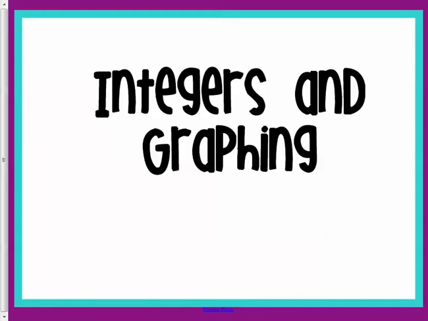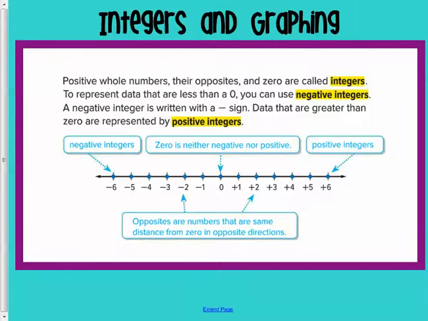Hey guys, today we're talking about integers and graphing them. So what is an integer? An integer represents a negative or a positive whole number and zero. So 0 is neither negative nor positive, while these integers are all opposites. We've got positives over on the right side of 0, and to the left we have negative integers.